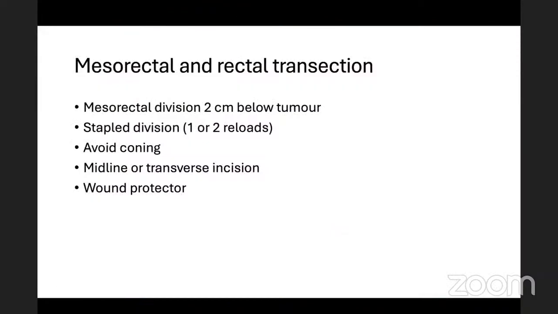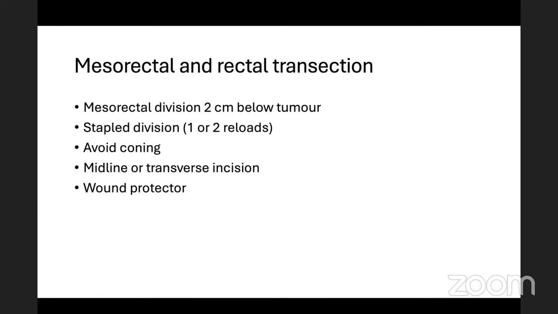The next step, once we've done this, is mesorectal and rectal transection. Mesorectal division should be ideally 2 centimeters below the tumor. We heard from Dr. Deep that even a 1 centimeter margin is okay. But if we can get a 2 centimeter margin, it's always good. Usually it's a staple division, ideally 1 load, but very low in the rectum, you usually end up using 2 reloads.